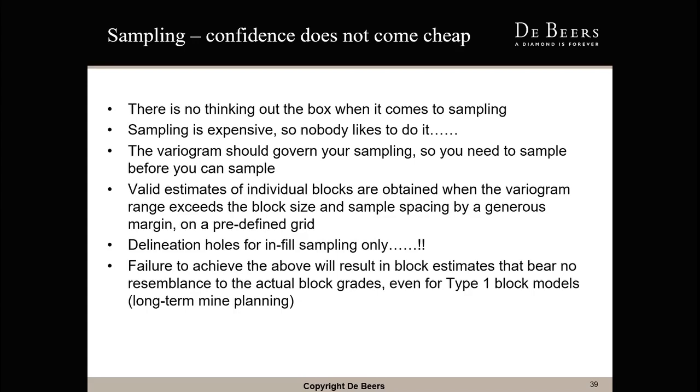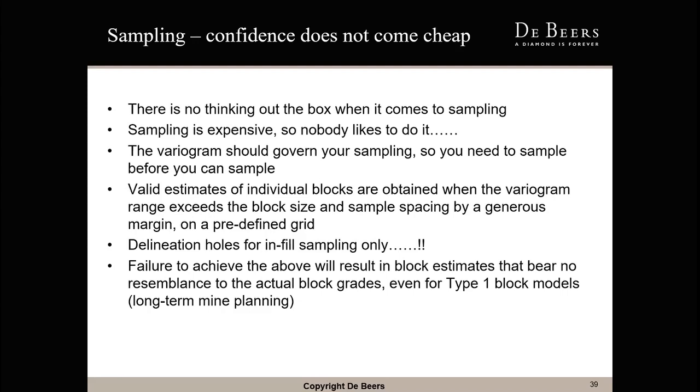The other point to note is that when you consider sampling, the variogram of that particular deposit, which I'll talk about in a second, should govern your sampling. So you actually need to take some samples so you can construct a variogram before you even start your main sampling campaign. So in terms of estimation, a valid estimate for individual blocks can only be obtained when your variogram range exceeds the resource block size that you pick and your sample spacing by a generous margin on a defined drilling grid.